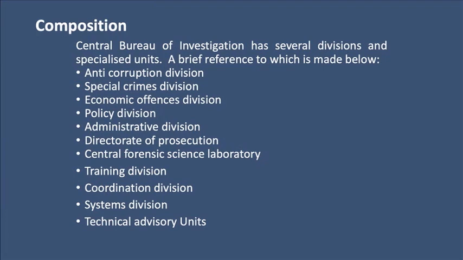Composition of the Central Bureau of Investigation. The Central Bureau of Investigation has several divisions and specialized units, a brief reference to which is made below. Anti-Corruption Division, Special Crimes Division, Economic Offence Division, Policy Division, Administrative Division, Directorate of Prosecution, Central Forensic Science Laboratory, Training Division, Coordination Division, Systems Division, Technical Advisory Units. So, students, the Central Bureau of Investigation has various divisions and specialized units which work accordingly.